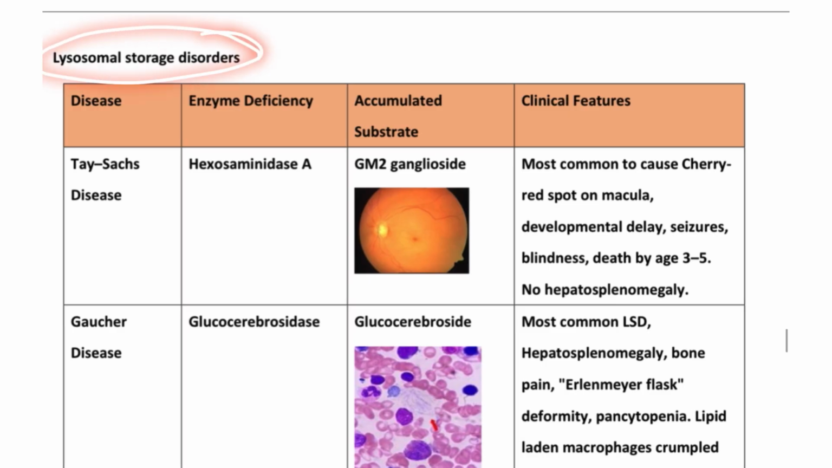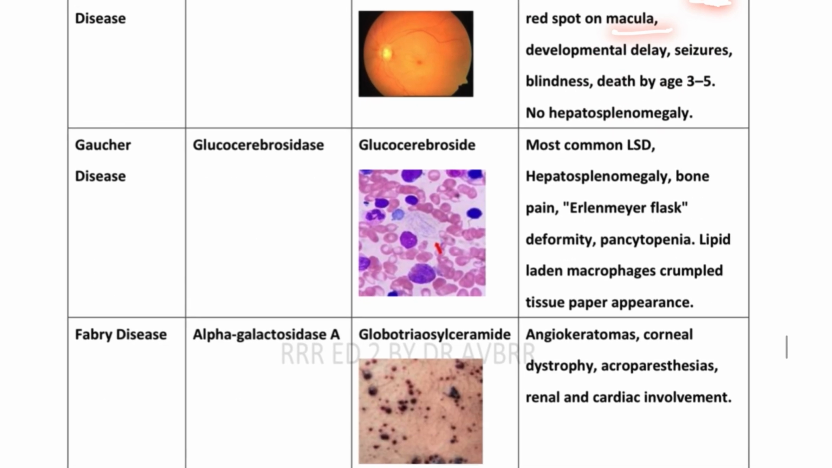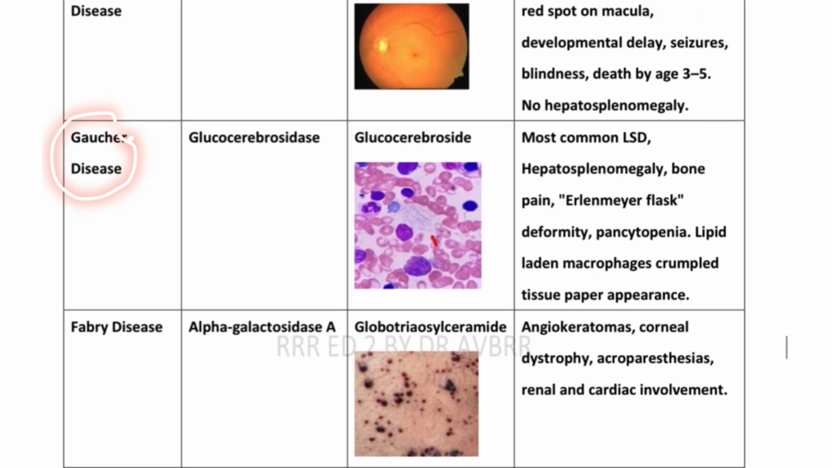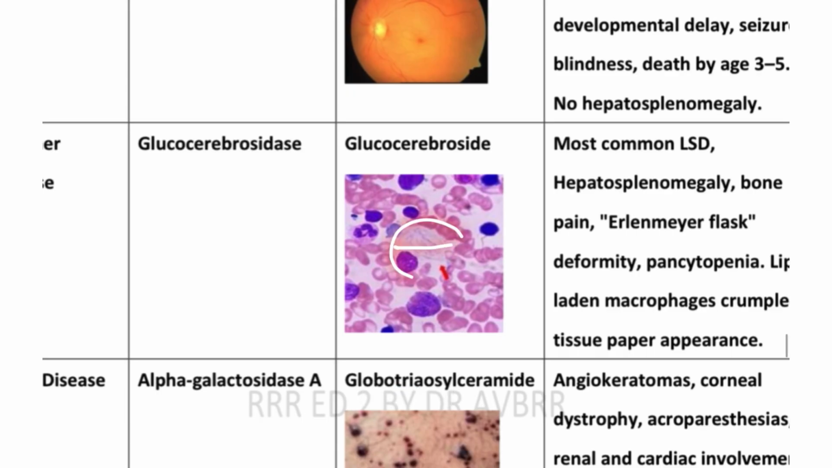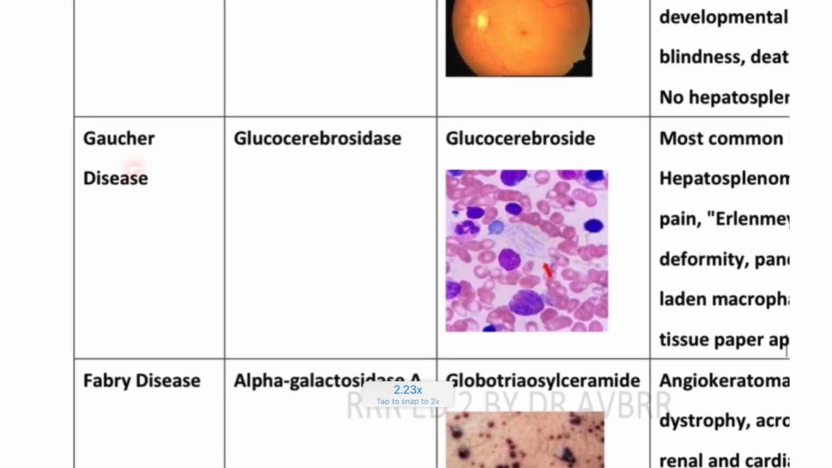Next, LSDs, lysosomal storage disorders, where there will be Tay-Sachs disease, deficiency of hexosaminidase A, and this is the most common cause of the cherry red spot in the macula. And Gaucher's disease, overall the most common LSD, where you can see macrophages with crumpled tissue paper appearance in Gaucher's disease.